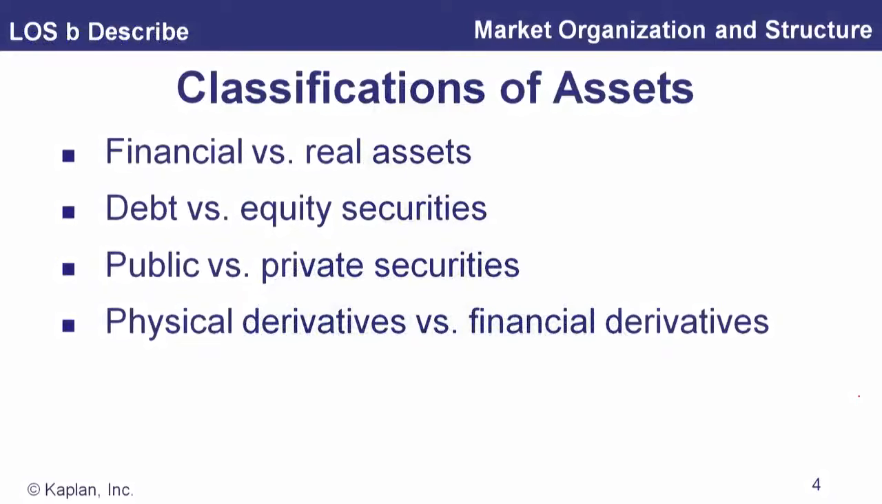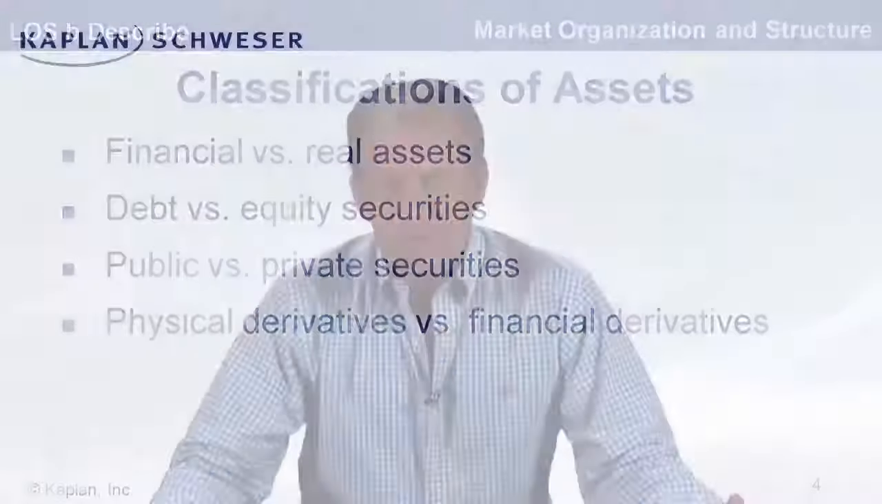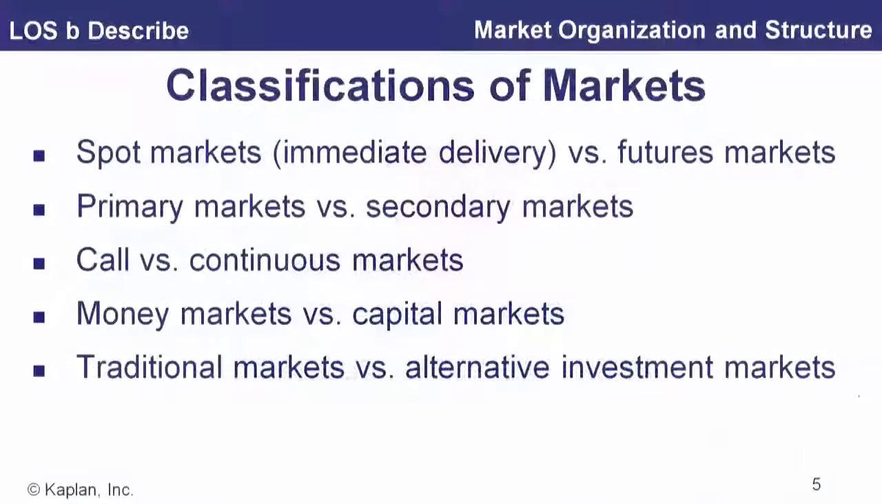And physical derivatives versus financial derivatives. Well, a derivative is a security whose value is derived from the price of some other asset or a currency or an interest rate. And so a physical derivative would be a gold futures contract. And a financial derivative would be, as an example, a call option on the shares of a gold mining company. That would be financial because it involves the shares rather than the physical asset, the gold.